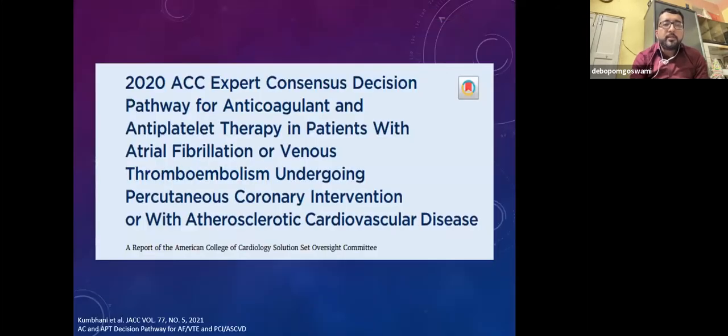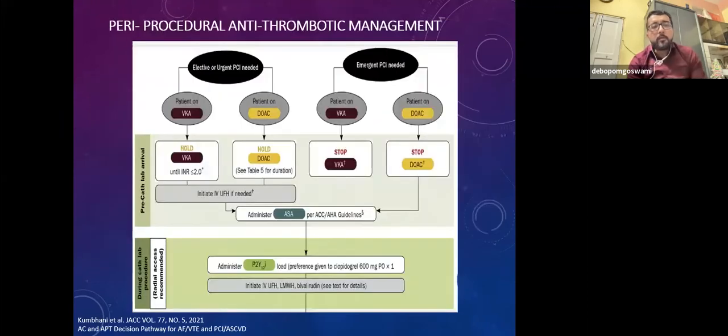Now coming to the recent 2020 ACC Expert Consensus Decision Pathway for anticoagulant and antiplatelet therapy for patients with AF. Next slide. Now, in the periprocedural antithrombotic management, first we divide according to the PCI needed, whether it's elective or urgent, or whether it's an emergent PCI.